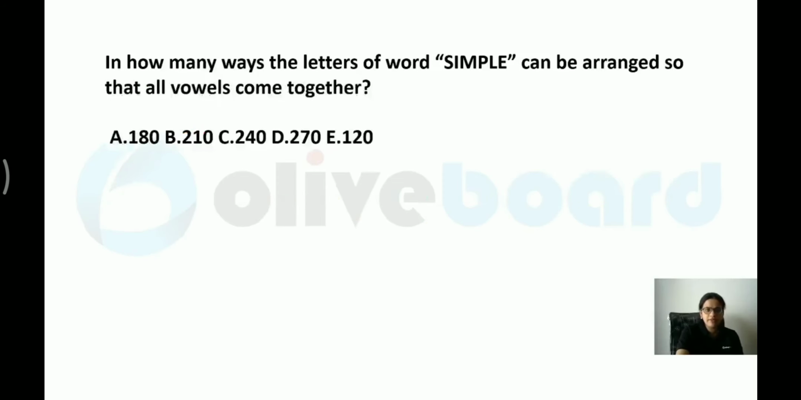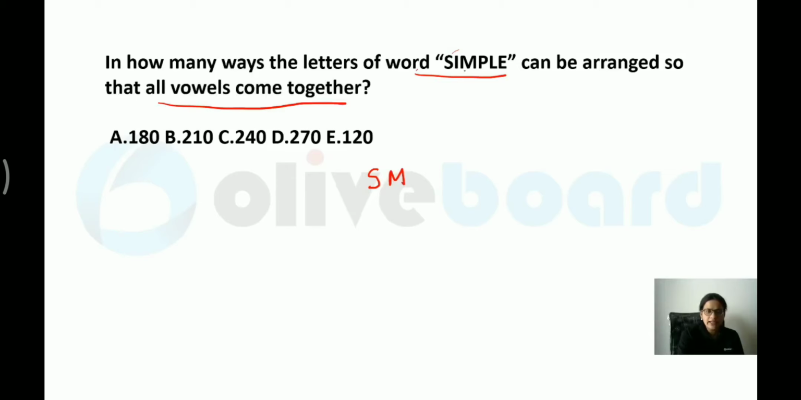So what they have given you, in how many ways letters of the word SIMPLE can be arranged? Now here, all vowels should come together. Whenever you want all vowels together, there is a different procedure which you have to follow. What is the procedure? You have to separate all vowels. Whatever vowels are there, you just separate them.